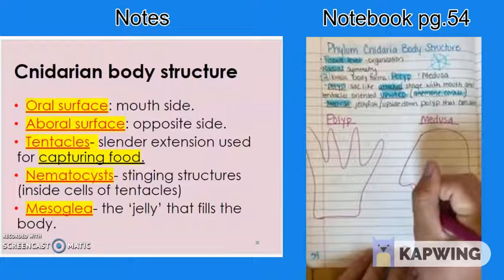And here's a really cool picture. Just kind of shows you what a nematocyst looks like. So this is the cell itself. And then when it is discharged, meaning when it is actually going through the stinging process, it kind of shoots this little barb out, and that's what causes the sting of a cnidarian.